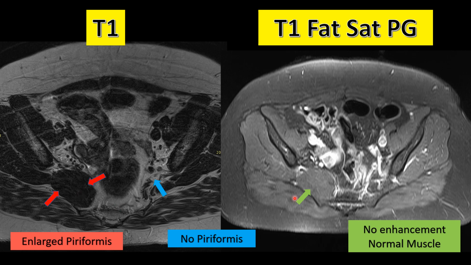So piriformis syndrome, look for asymmetric enlargement of the piriformis muscle in a patient that is symptomatic.